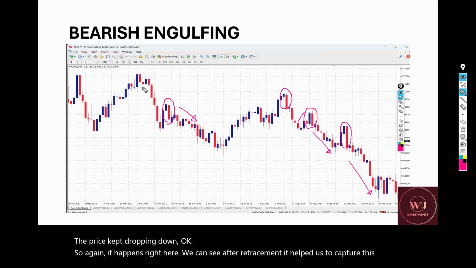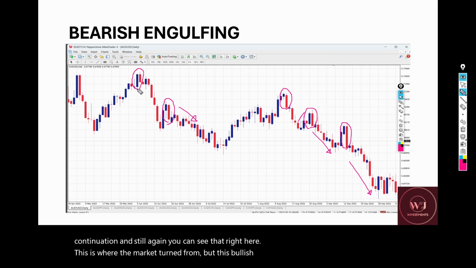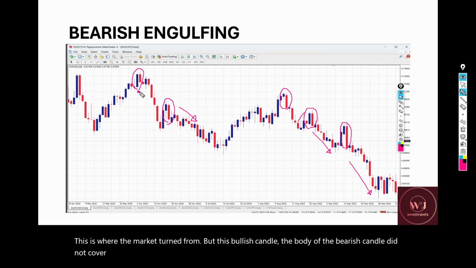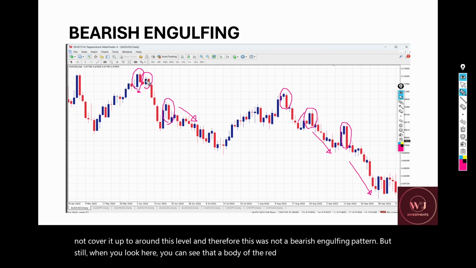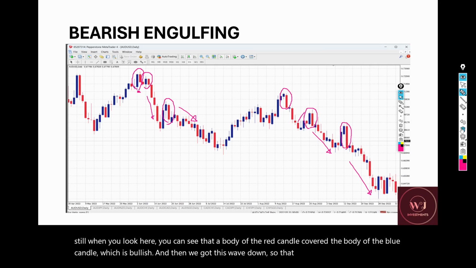And again, you can see that right here, this is where the market turned from, but with this bullish candle, the body of the bearish candle did not cover it up to around this level, and therefore this was not a bearish engulfing pattern. But when you look here, you can see that the body of the red candle covered the body of the blue bullish candle, and then we got this wave down. So that is what we call the bearish engulfing.